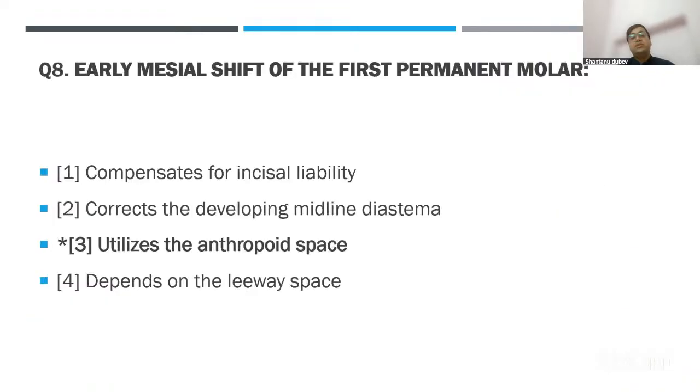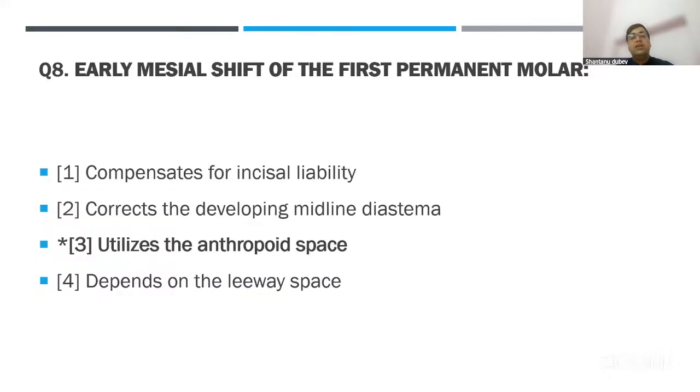Okay. Early mesial shift of the first permanent molar compensates for incisor liability, corrects the developing midline diastema, utilizes anthropoid space, depends upon the leeway space. Okay, compensates for incisor liability. How would it compensate for incisor liability?